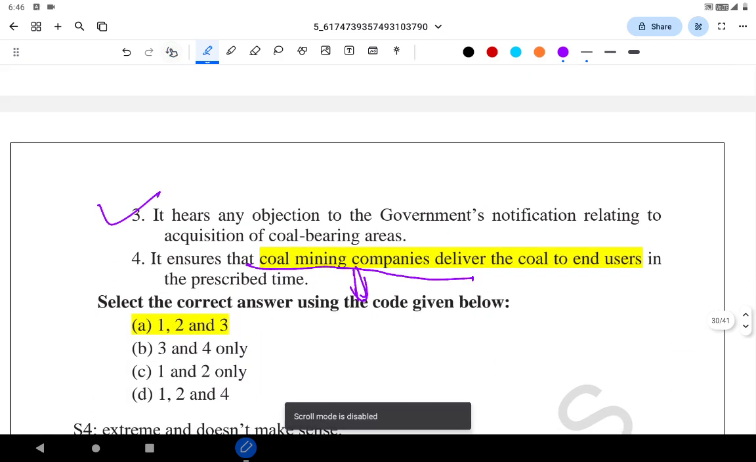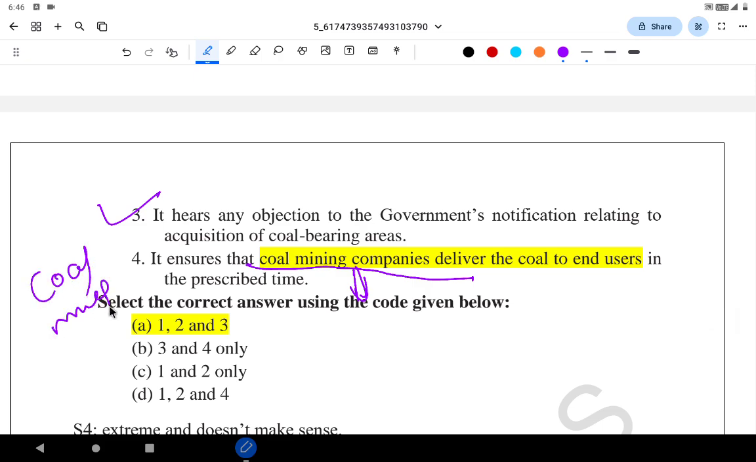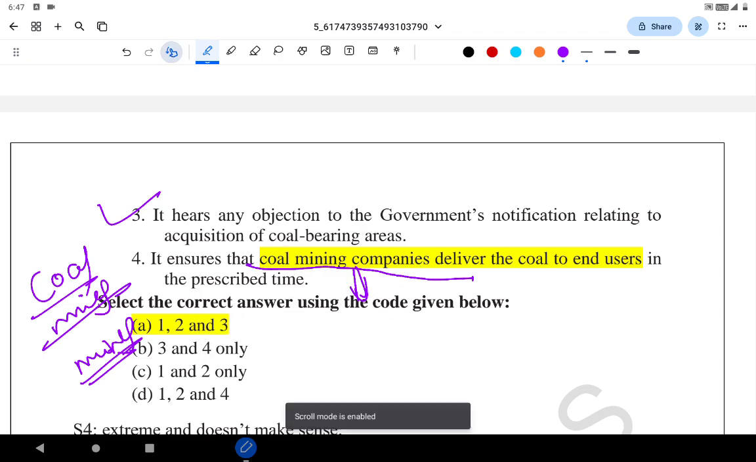Coal Controller Organization mainly deals with declaring particular areas for the coal mines and is mainly related to the mines. It doesn't concentrate on anything related to delivery of coal. So statement 4 is wrong. 1, 2, 3 are correct. Answer is 1, 2, 3.